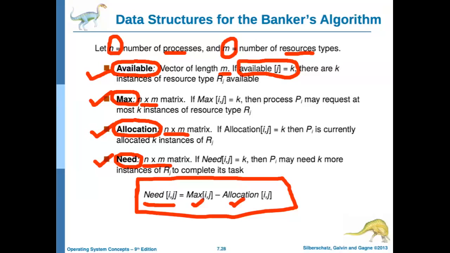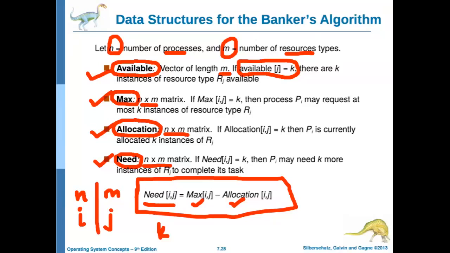All four, available, max, allocation, and need: these are matrices of size n by m. So always remember the notations used here. Say, for example, n is used here, i is used here; they will talk about the processes. m is there and j is there; they will talk about resource types, and quantity is given by k.